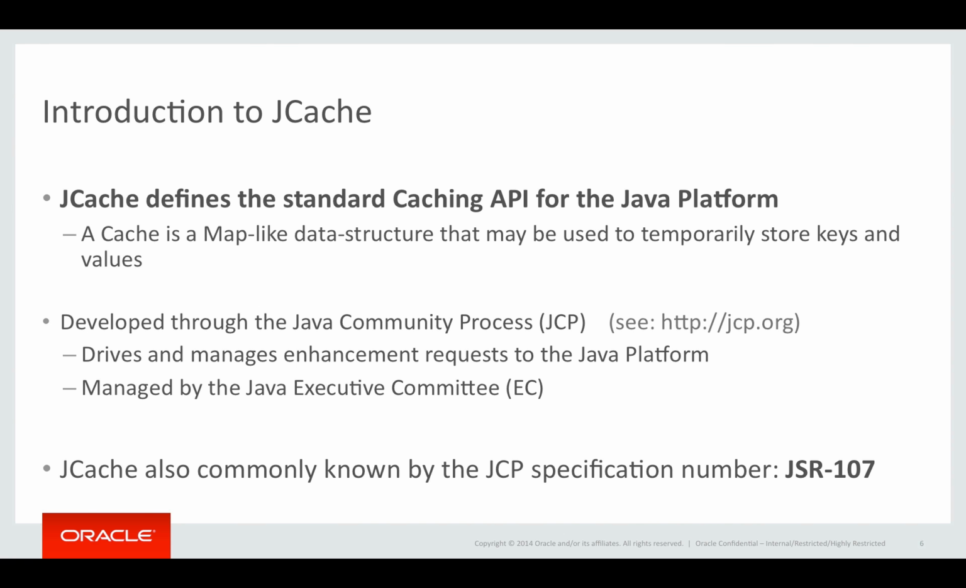Interesting to note, while we use the term JCache to discuss the API, you may also hear people talk about JSR 107. This is the Java Specification Request, or JSR, number that JCache was developed under. Should you require detailed information about JCache, it's often also helpful to search for JSR 107.